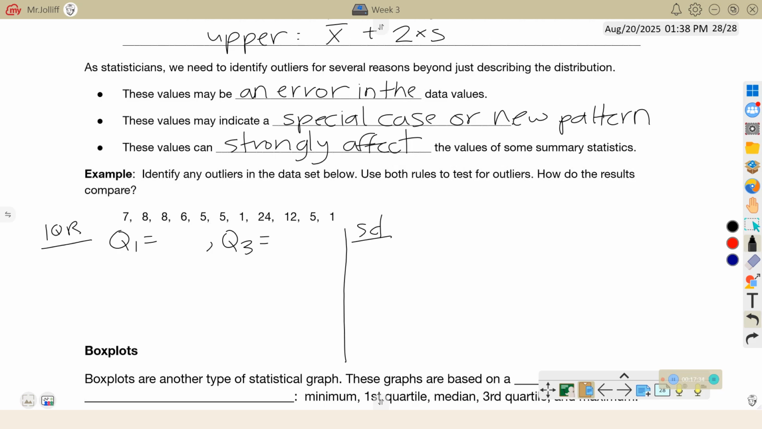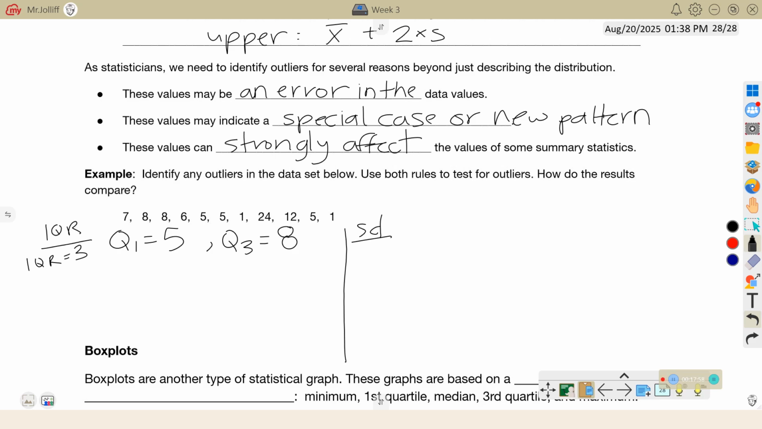Yesenia, what did you get for Q1? 5. What did you get for Q3? 8. Perfect. Very good. Excellent. 5 and 8. So I know my IQR is the difference between those. So my IQR is 3. I can subtract in my head, yay.